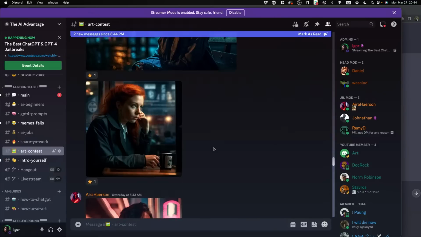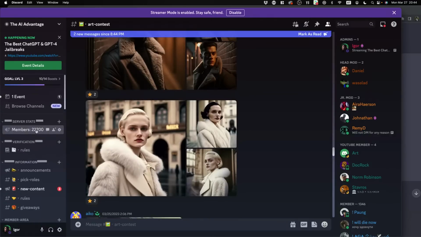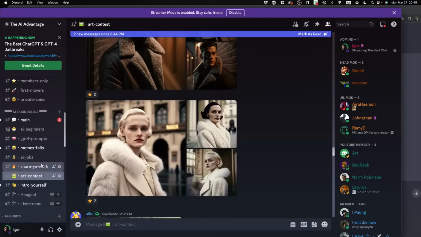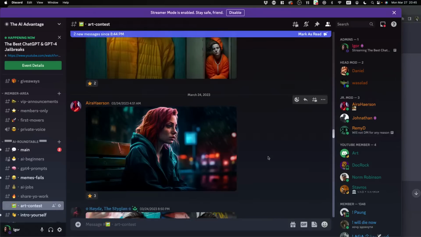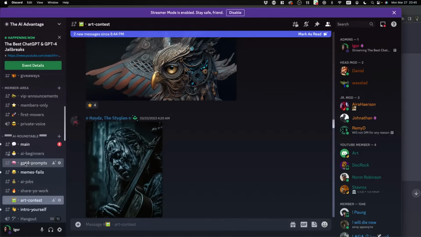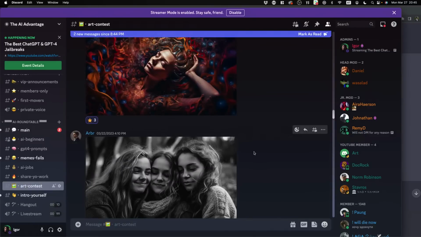So we're going to get right back to jailbreaking. I just wanted to show you guys the server because this has become such a cool place. Look at that. 22,700 people in here. And you're going to get announcements related to the channel and the AI Advantage. But otherwise, there's just a bunch of these rooms here in the AI Roundtable that you're going to be able to access.